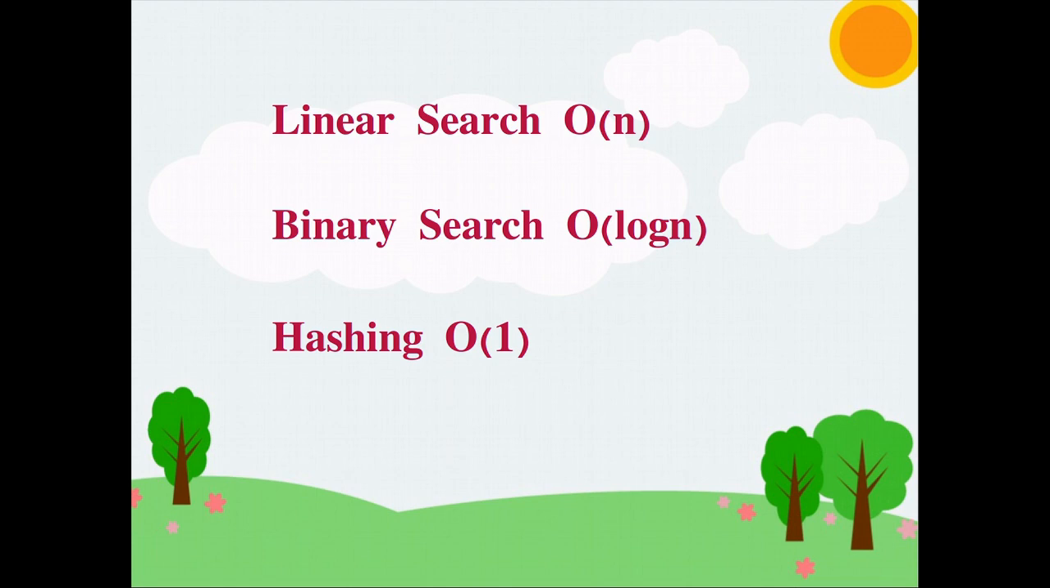And when we talk about hashing, in the case of hashing we get O(1) often. It will directly check that specific index and get the data. So these are the three techniques we have to learn.